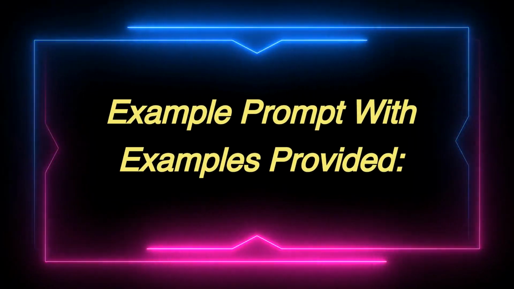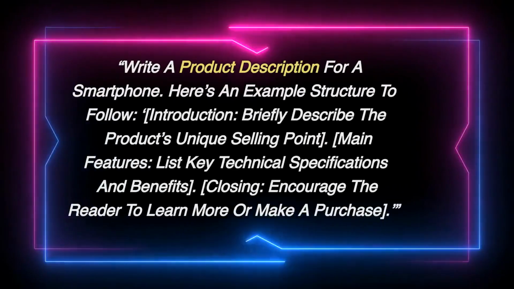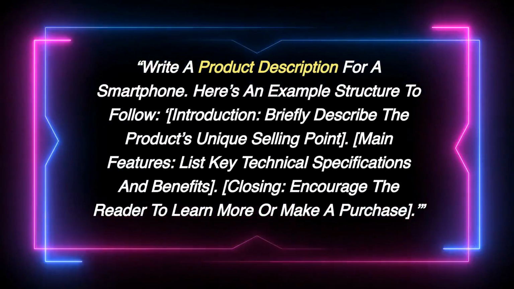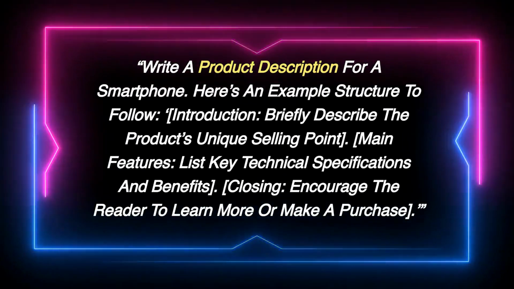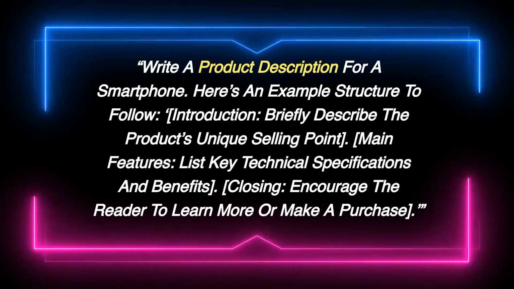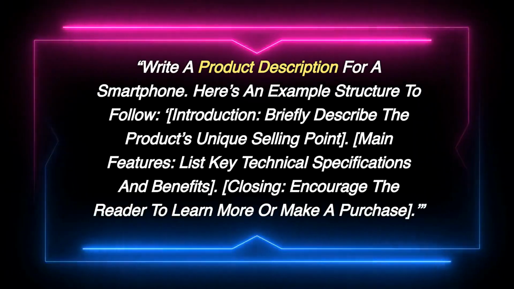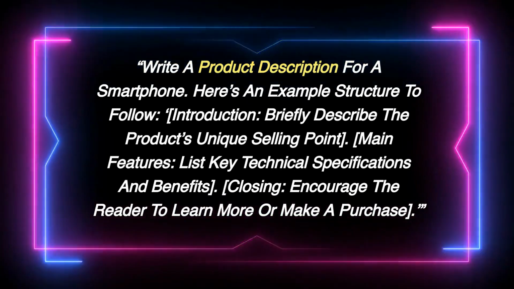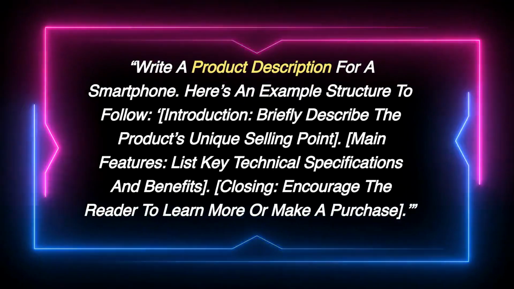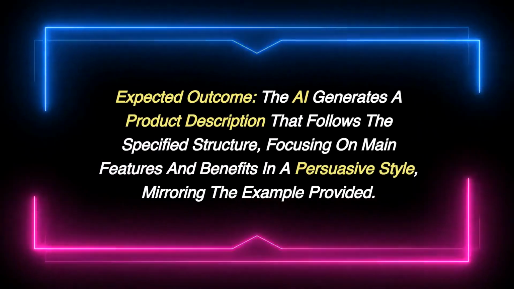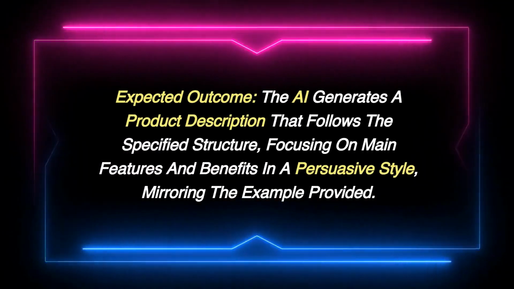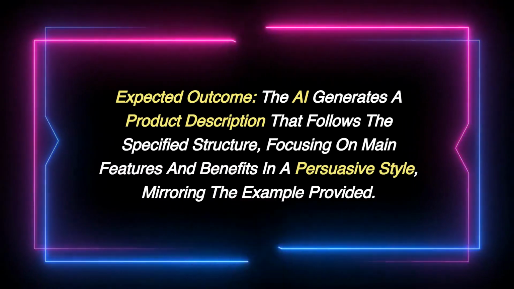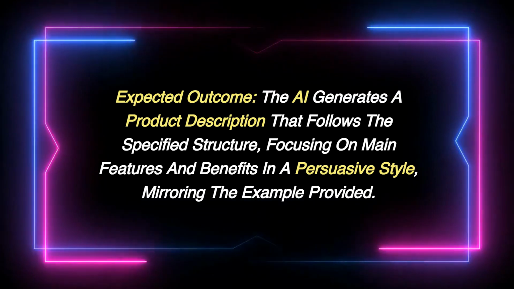Example, prompt with examples provided. Write a product description for a smartphone. Here's an example structure to follow. Introduction, briefly describe the product's unique selling point. Main features, list key technical specifications and benefits. Closing, encourage the reader to learn more or make a purchase. Expected outcome. The AI generates a product description that follows the specified structure, focusing on main features and benefits in a persuasive style, mirroring the example provided.